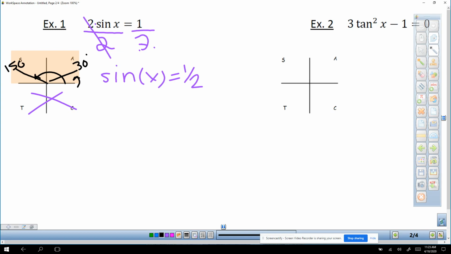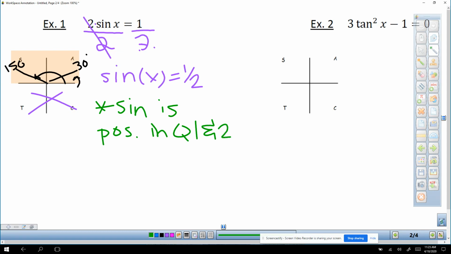Okay, so if you want to make a note of what we're thinking, the process, so you have this to look back on in your notes. Okay, so the first thing we did was say that sine is positive in quadrants 1 and 2. Okay, so that was the first thing we determined in the problem.